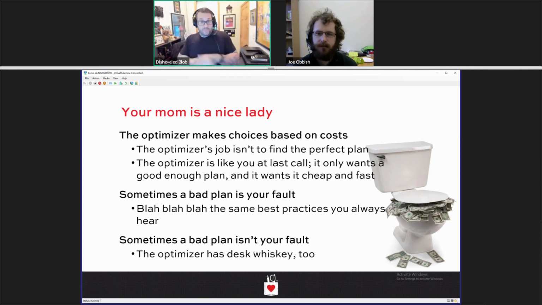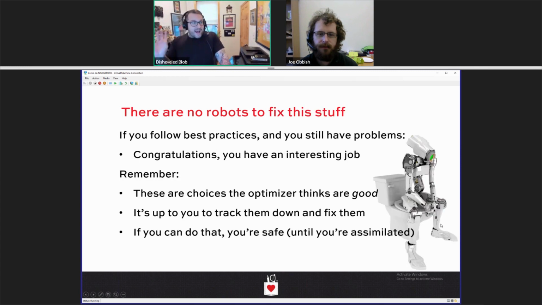Sometimes that bad plan is your fault for all the blah, blah stuff that you've heard a million times of best practices with the functions and the indexes and the yada, yada. Boring, right? Sometimes when that bad plan isn't your fault, well, that's because the optimizer has that jar of desk whiskey too. Right now, there are still no robots that go and fix this stuff. There's no one popping up to say, oh, I have a really good idea here. I'm going to go behind the scenes. I'm going to go tweak and tune this thing and make it better. If you follow those best practices and you still have these problems, congratulations, you have an interesting job. Because remember, these are choices that the optimizer thinks were really good. These are things the optimizer is like, yeah, they're going to be blown away by this. But it ends up being terrible.